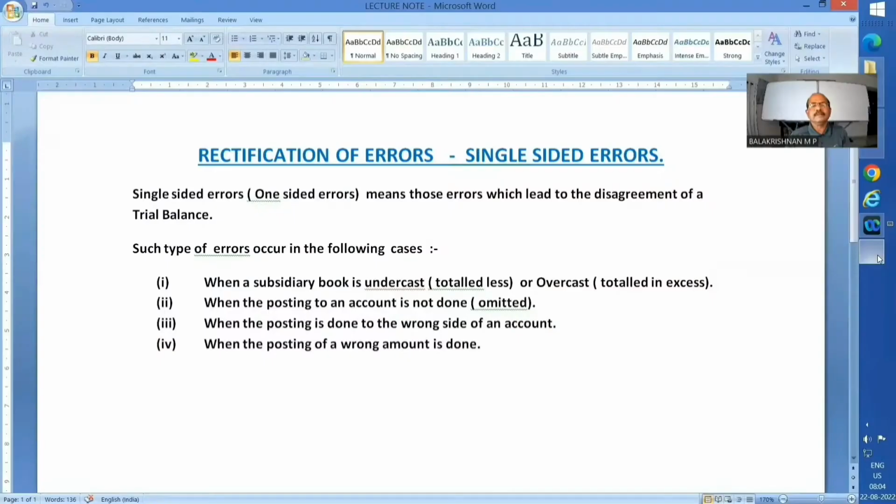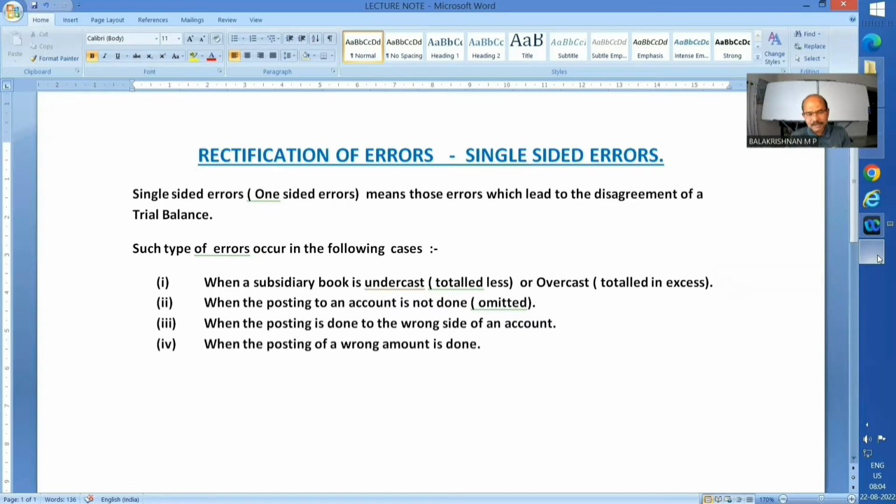Well, today we are taking up rectification of single-sided errors. Double-sided errors I have already discussed in my preceding videos. Kindly watch it. Well, rectification of errors, single-sided errors. Single-sided errors, which is otherwise called one-sided errors, means those errors which lead to the disagreement of a trial balance.